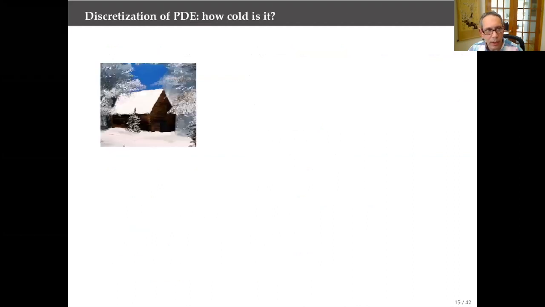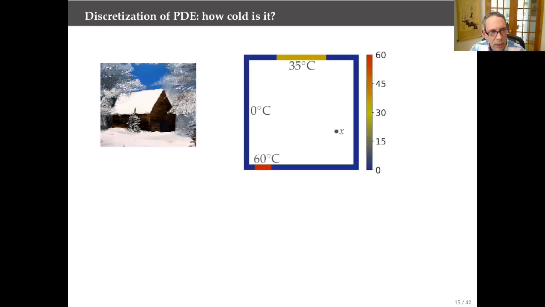What about discretization of a PDE? Well, let me take a situation which is near and dear to the hearts of us Minnesotans, which is the cabin in the North Woods. So here's a floor plan. I've assumed that the outside temperature is 0 degrees and it's zero along the walls, except where there's a radiator of 60 degrees and the larger radiator of 35 degrees.